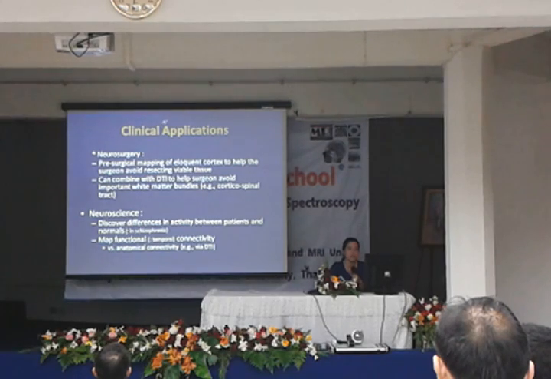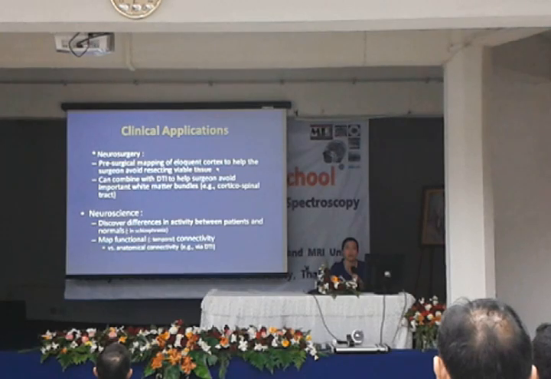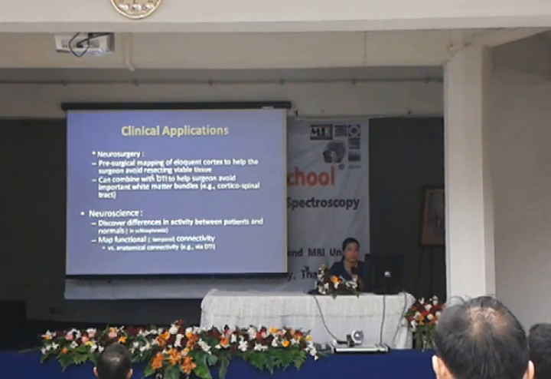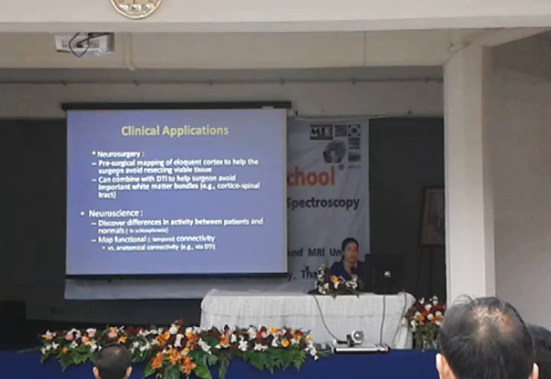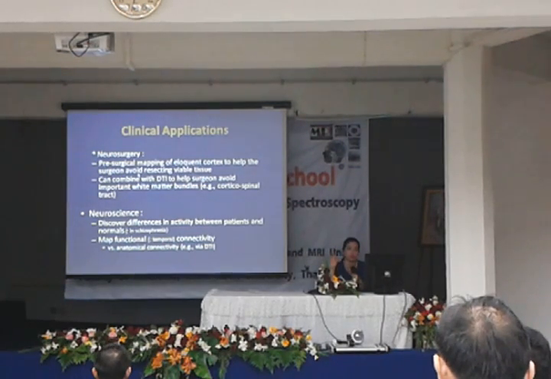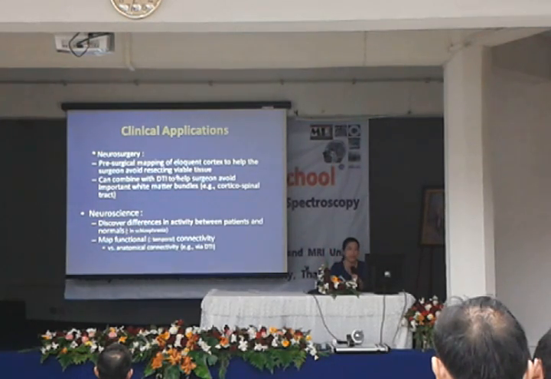For clinical application of functional MRI in neurosurgery, we use it for pre-surgical mapping of eloquent cortex, which means the motor cortex or language cortex. Then the surgeon can know whether this mass is very close to the motor cortex or not. Then they can avoid it and decide how much of the tumor they can take out, or combine with DTI to help the surgeon avoid important vital tracts.